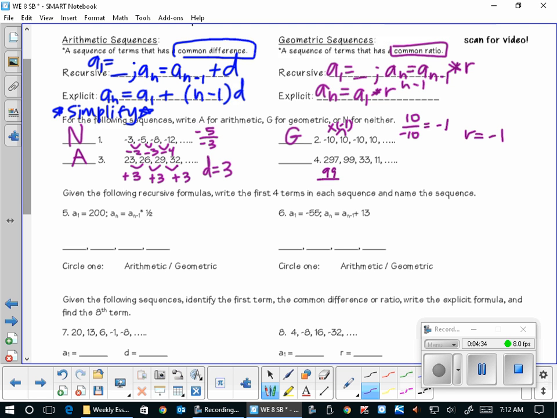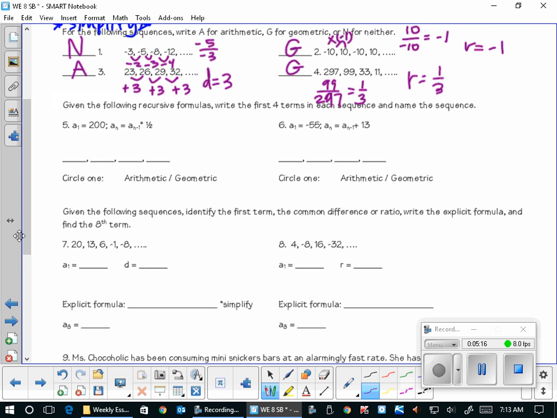Do 99 divided by 297. So 99 divided by 297 is 0.3333. And then if you're using the blue calculators, do second PRB, enter, and it gives you 1/3. So let's see if that continues. If I do 99 times 1/3, do I get 33? And I do, and guess what? 33 times 1/3 is also 11. So this one ends up being also geometric, and your common ratio is 1/3. Okay? So that's how you tell the difference between arithmetic and geometric.